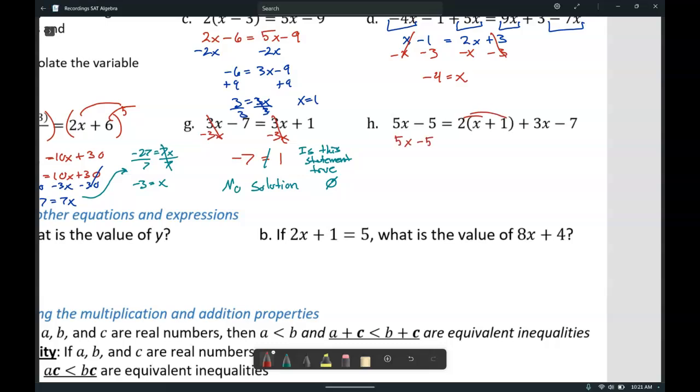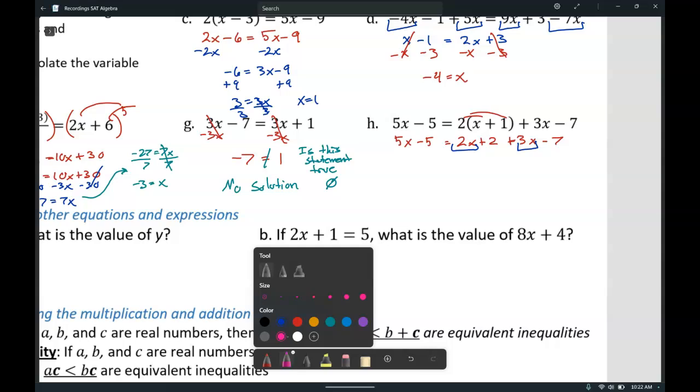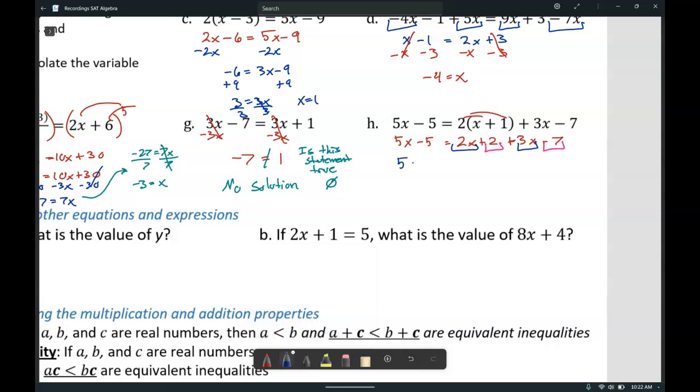5x minus 5 equals 2x plus 2 plus 3x minus 7. We can group like terms. Move here, and we've got like terms here. So we're left with 5x minus 7. 2x plus 3x equals 5x, and 2 minus 7 equals negative 5. And then we can use our addition property.